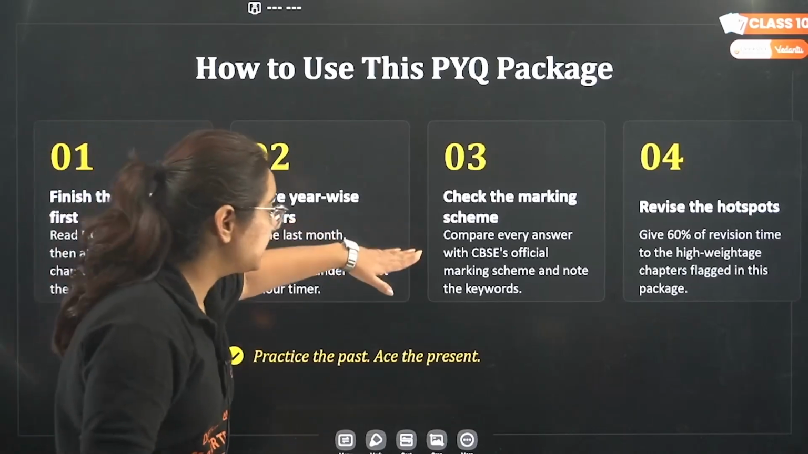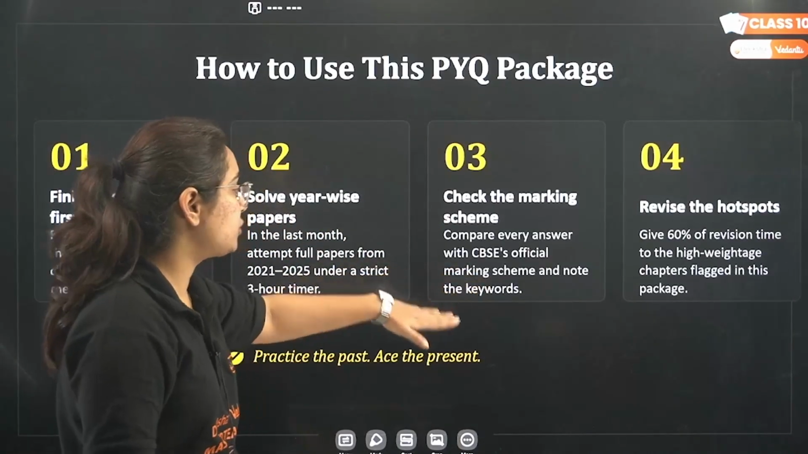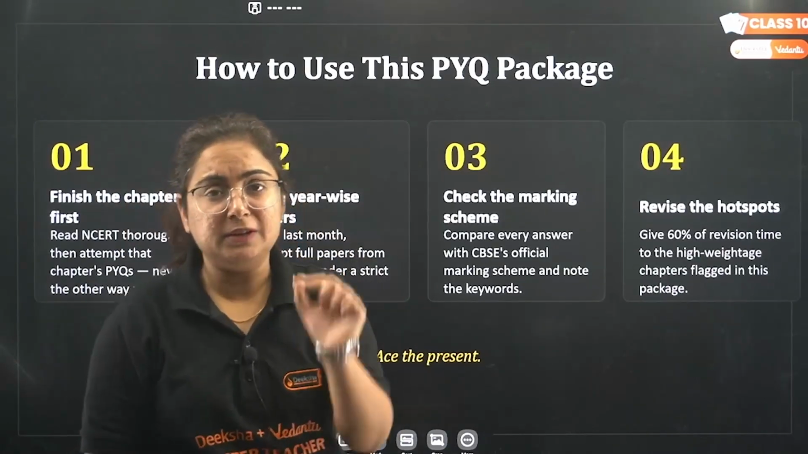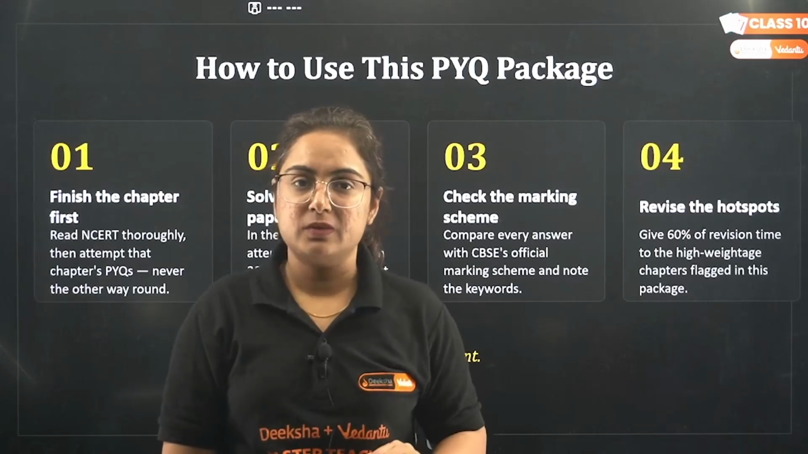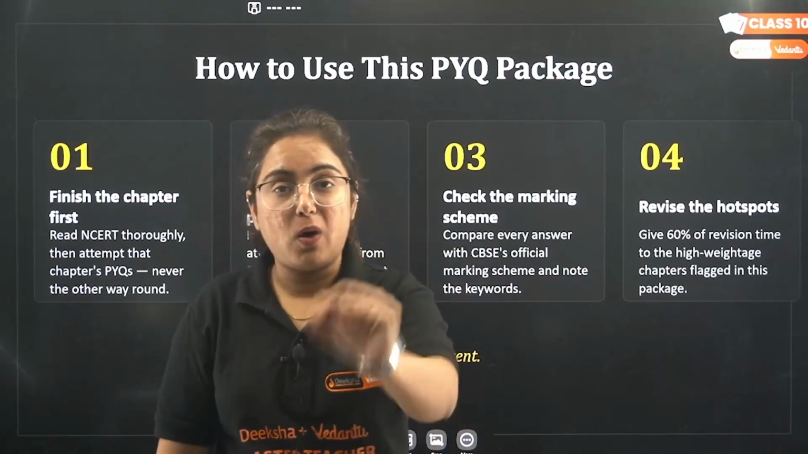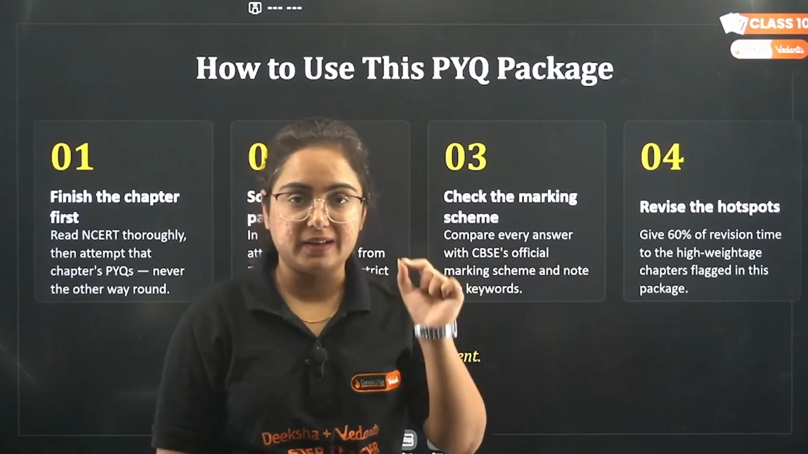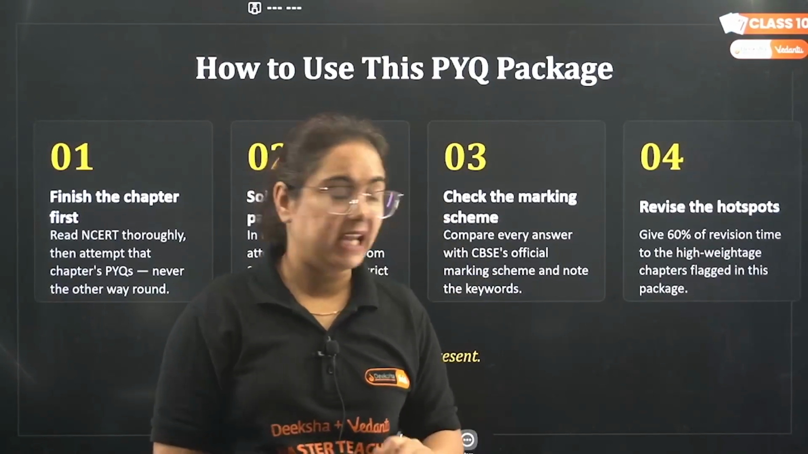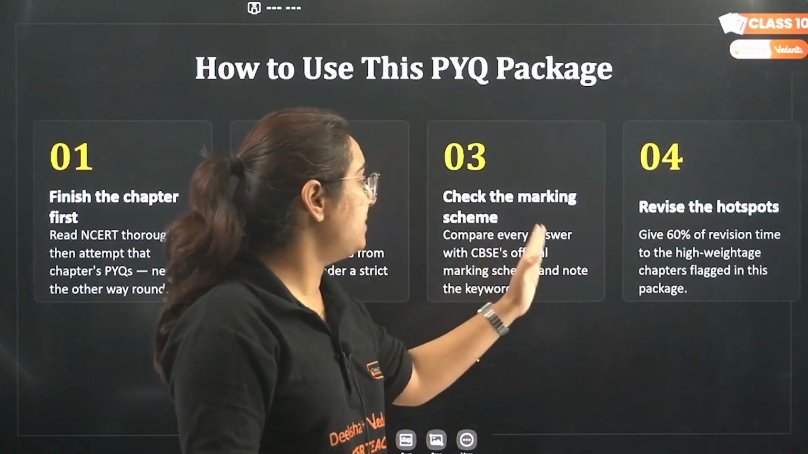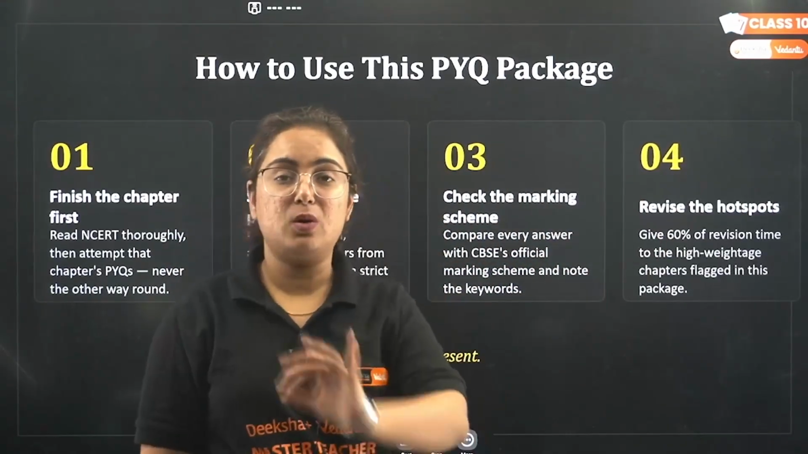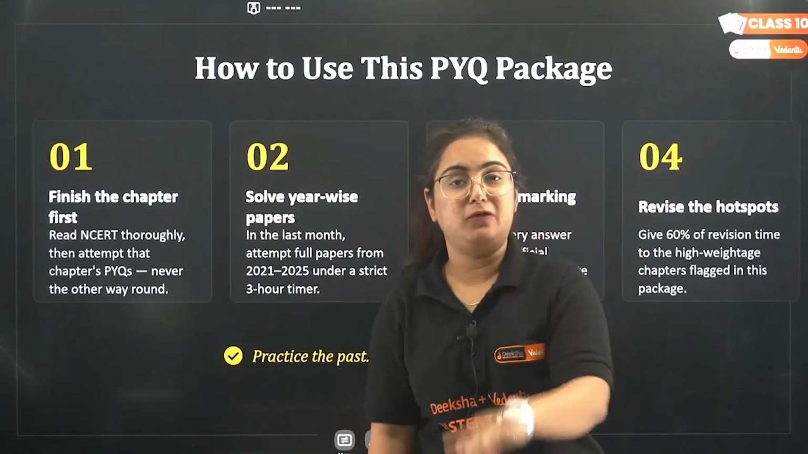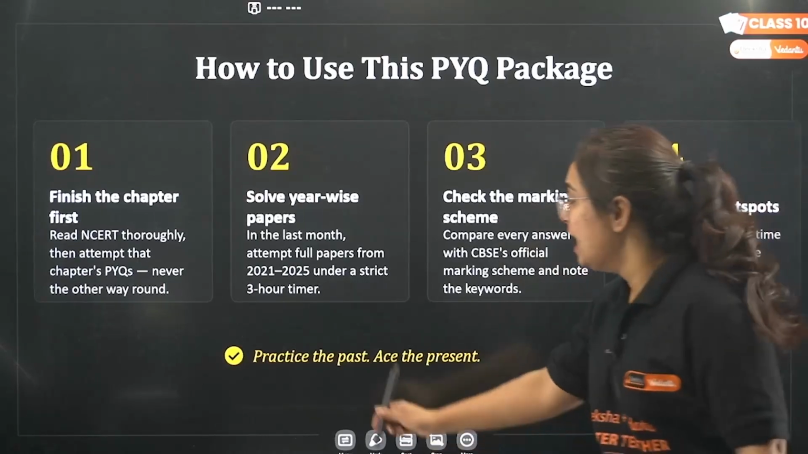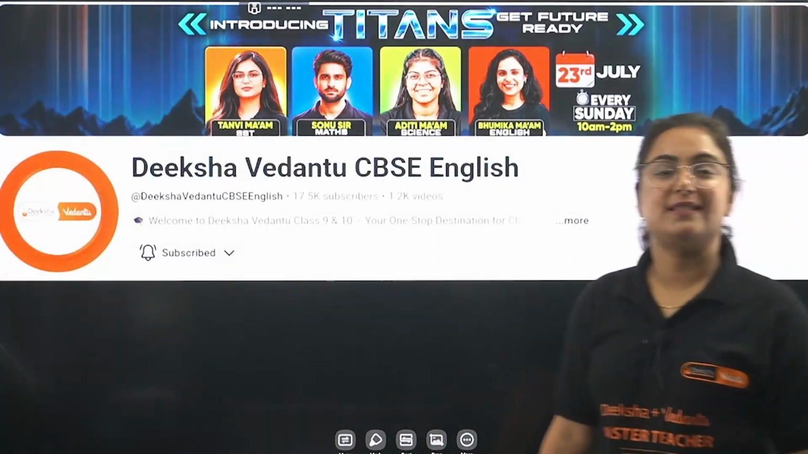Then go and check the marking scheme, compare every answer with the CBSE official marking scheme, and then note how your performance is. That marking scheme is given on the CBSE website only. See what is being asked and required by CBSE and what you are writing. Are you writing according to that or not? And if not, figure out how to write the answers. And revise the hotspots. Give 60% of revision time to the high weighted chapters and topics you flagged after doing this PYQ analysis. It is often said that practice the past and ace the present.